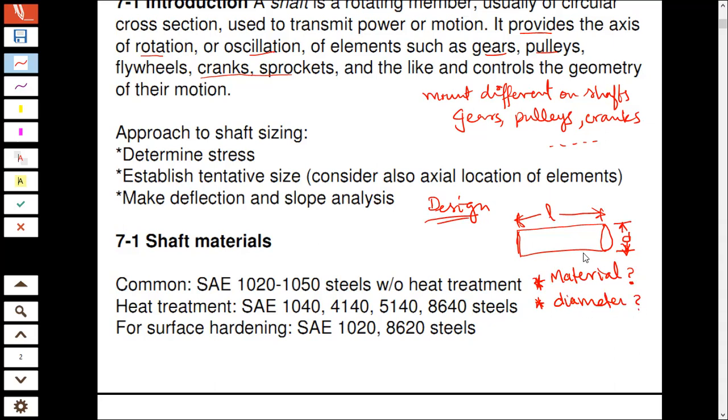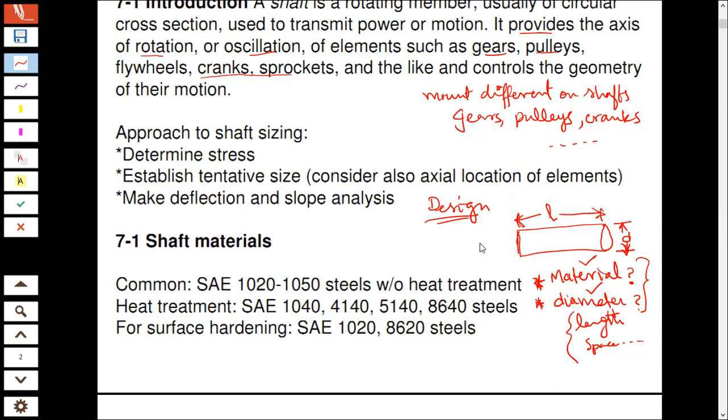Generally, the length of the shaft is according to the space that is available and the function that you take from it. So length, that is easy. You can just say you want a shaft of this length. But these two are the main factors: first you will choose a material and then you will look for a certain diameter of a shaft.